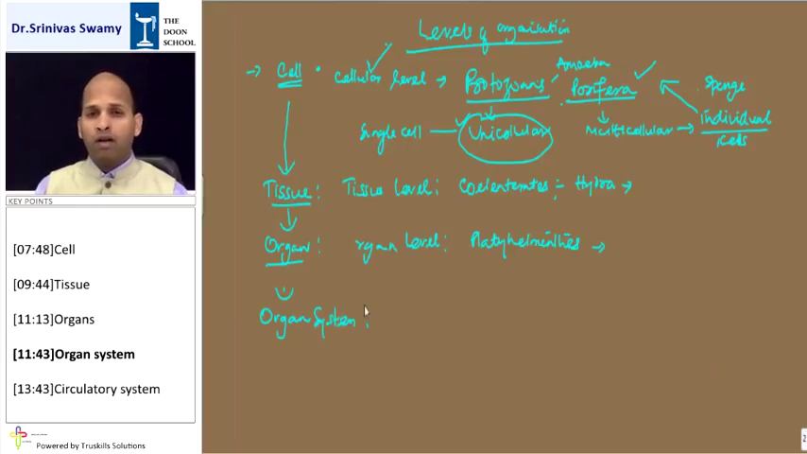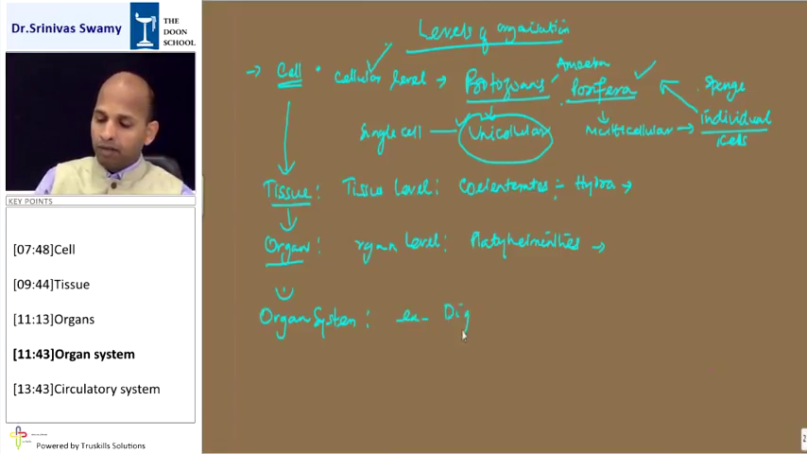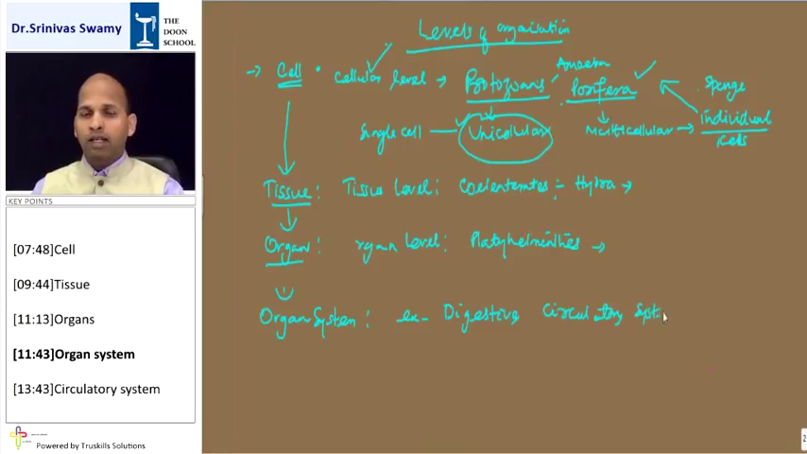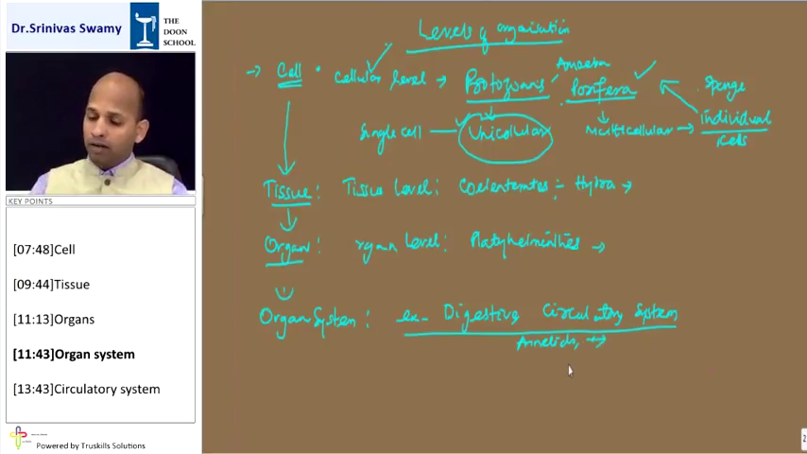Organ system level of organization is seen from annelids to arthropods to all the higher organisms, where organ systems are seen. Examples are that they have a digestive system, they have a circulatory system, and so on. But interestingly, in the case of organ systems, lower organisms like annelids and so on have a primitive type of organ system, while higher organisms like apes and mammals have a higher order of organization.